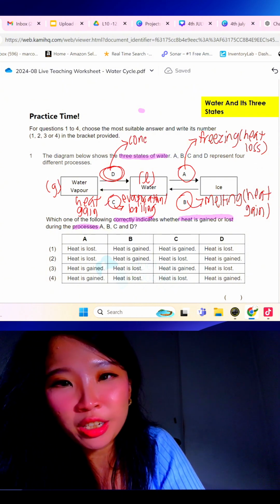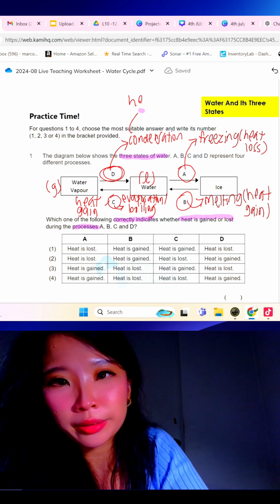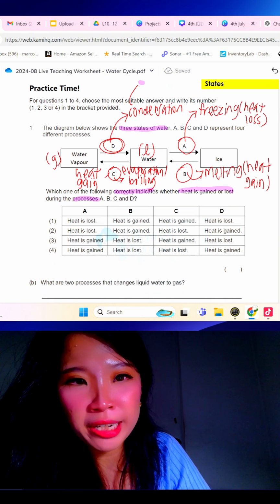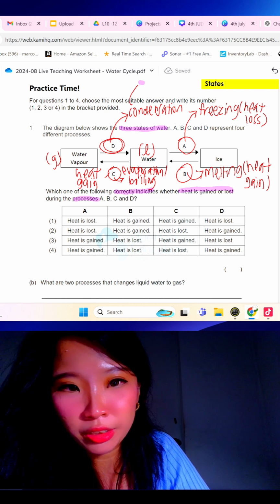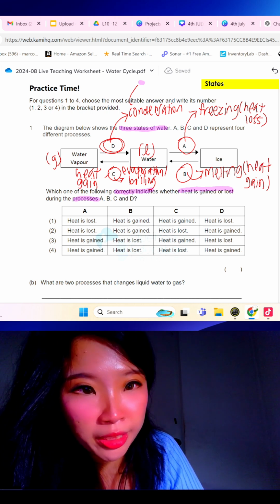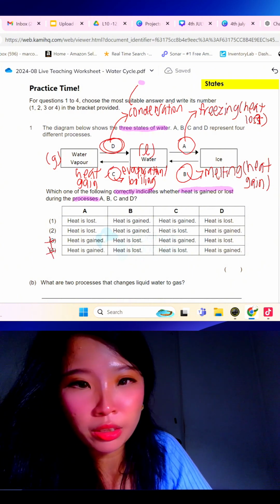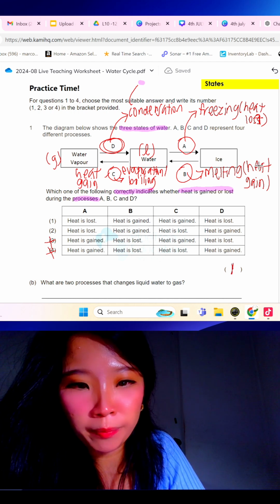Condensation. Very good. Condensation means what? Heat loss, right? So from here, since we are very clear, A must be heat loss, right? So heat loss, this one and this one is out. Another heat loss is your D, right? So answer is 1.